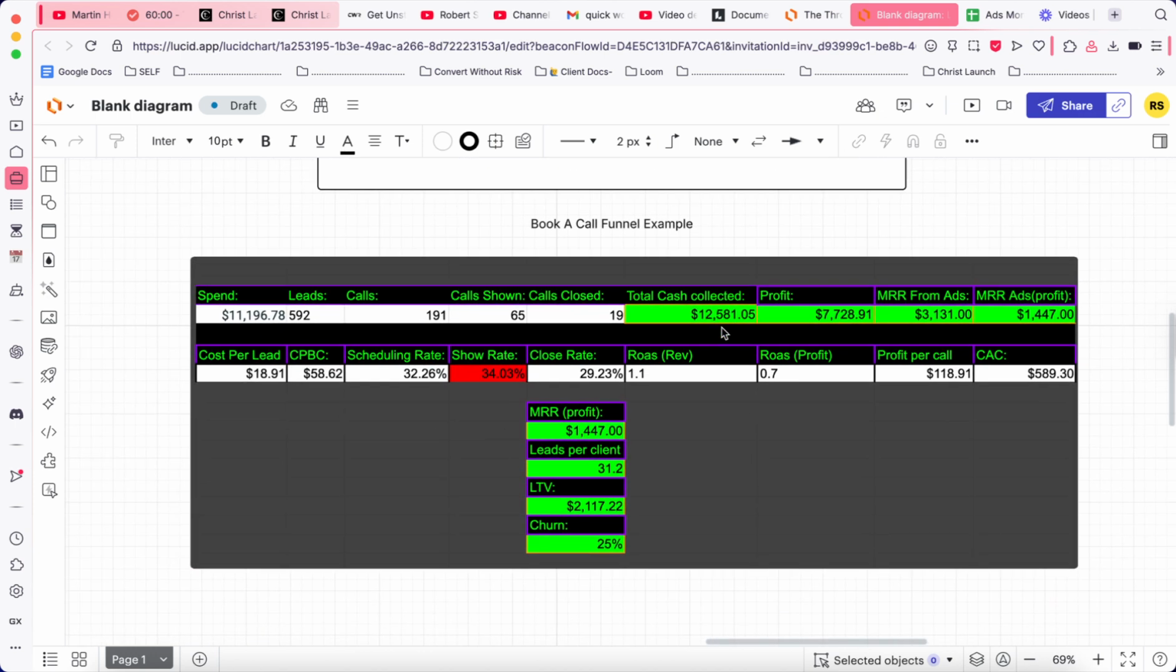I want to give you an example from some stats from about 2 years ago when I was running this book a call funnel and it wasn't profitable. As you can see, I spent $11,000 and I only made $7,000 in profit. I want you to understand the profit isn't calculated off of what's left over after spend. The total cash collected is revenue. This is gross profit, and there is no net profit.